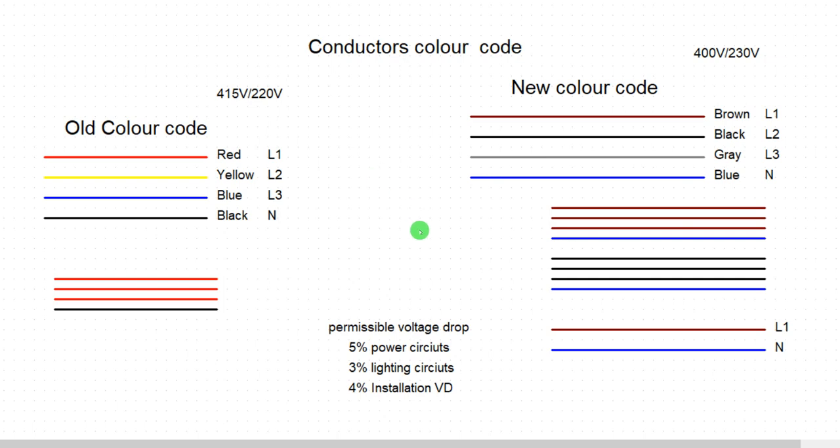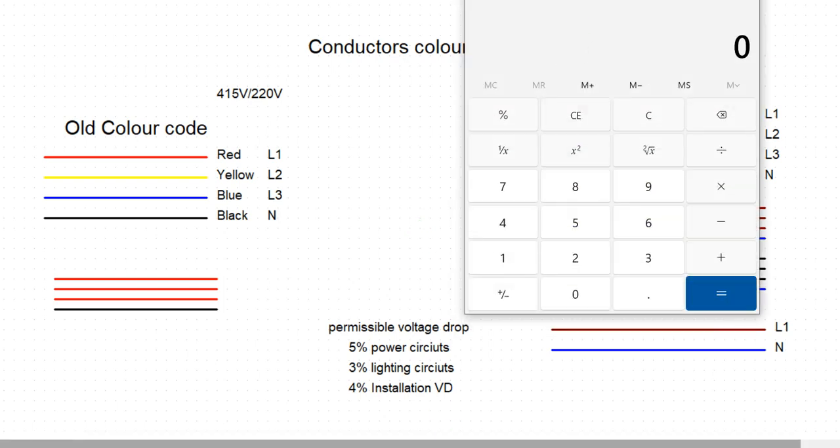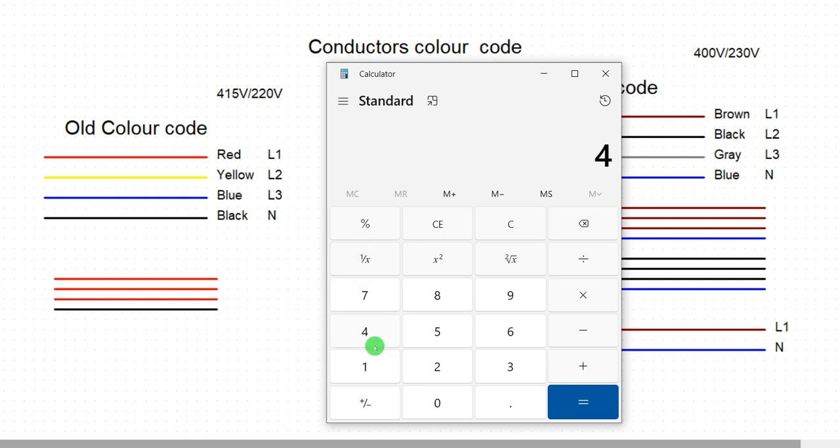Supposing I have a power circuit of an induction motor, and we are instructed from the stipulated guide not to exceed 5%. So how many volts are we talking about not to exceed? It's going to be 20 volts. Let's do the calculation. Now let's use calculator. I have 400 volts and we are told not to exceed 5%. So 400 divided by 100 times 5, that is 20.